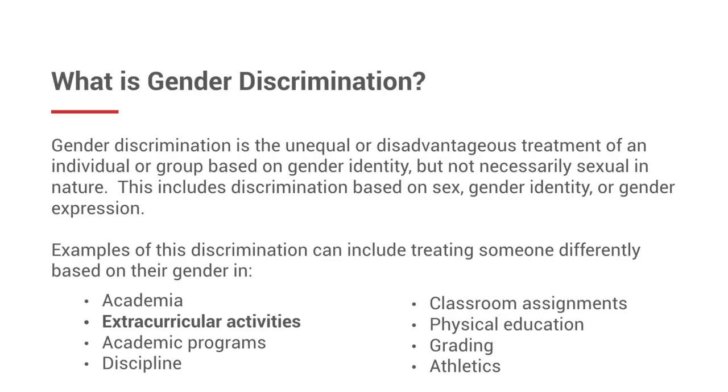What is considered gender discrimination? Gender discrimination is the unequal or disadvantageous treatment of an individual or group based on their gender, but not necessarily sexual in nature. This includes discrimination based on sex, gender identity, or gender expression. There are many examples of discrimination that are listed here, but the one that we really want to point out is what's bolded: extracurricular activities. Anybody who takes part in a student organization on campus is part of an extracurricular activity and is therefore required to follow the mandates of Title IX.